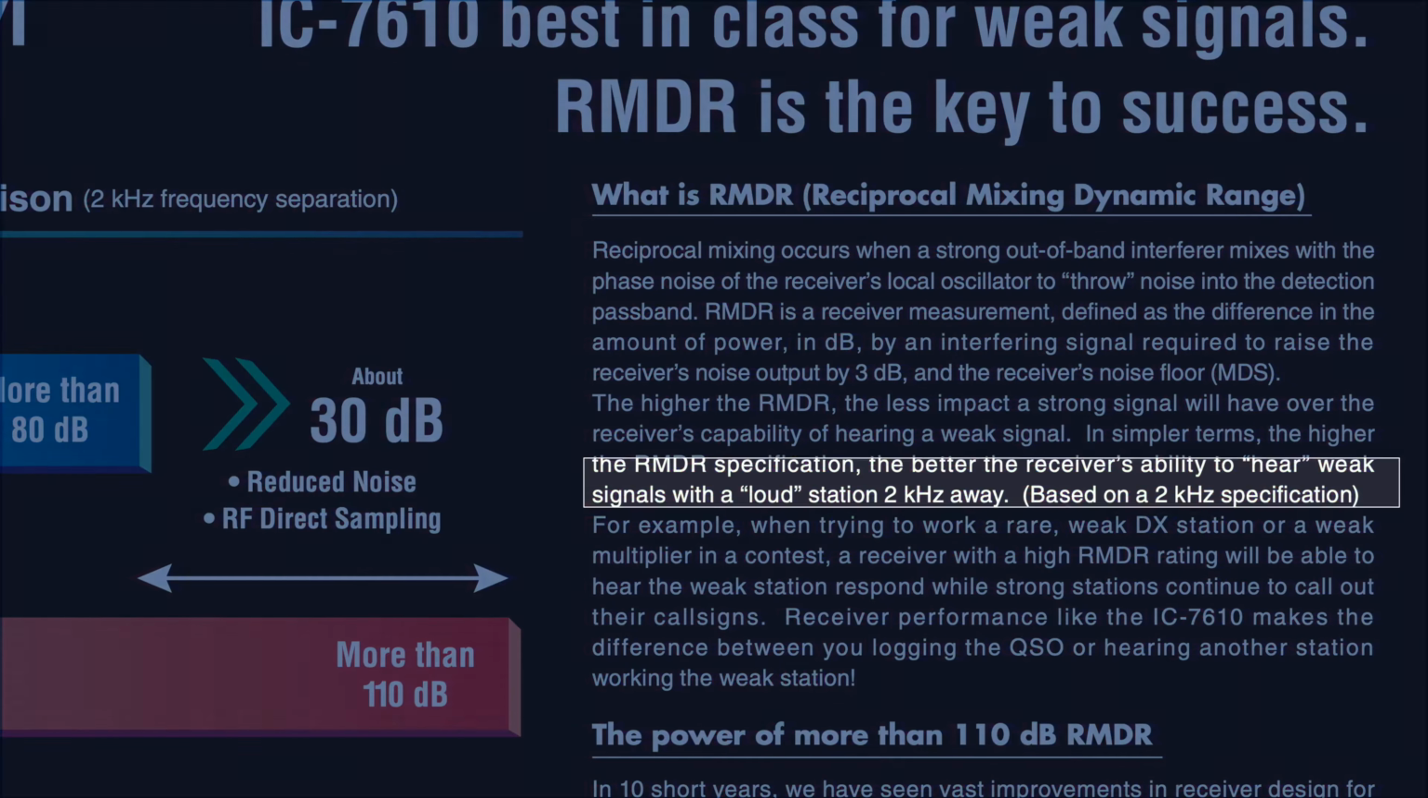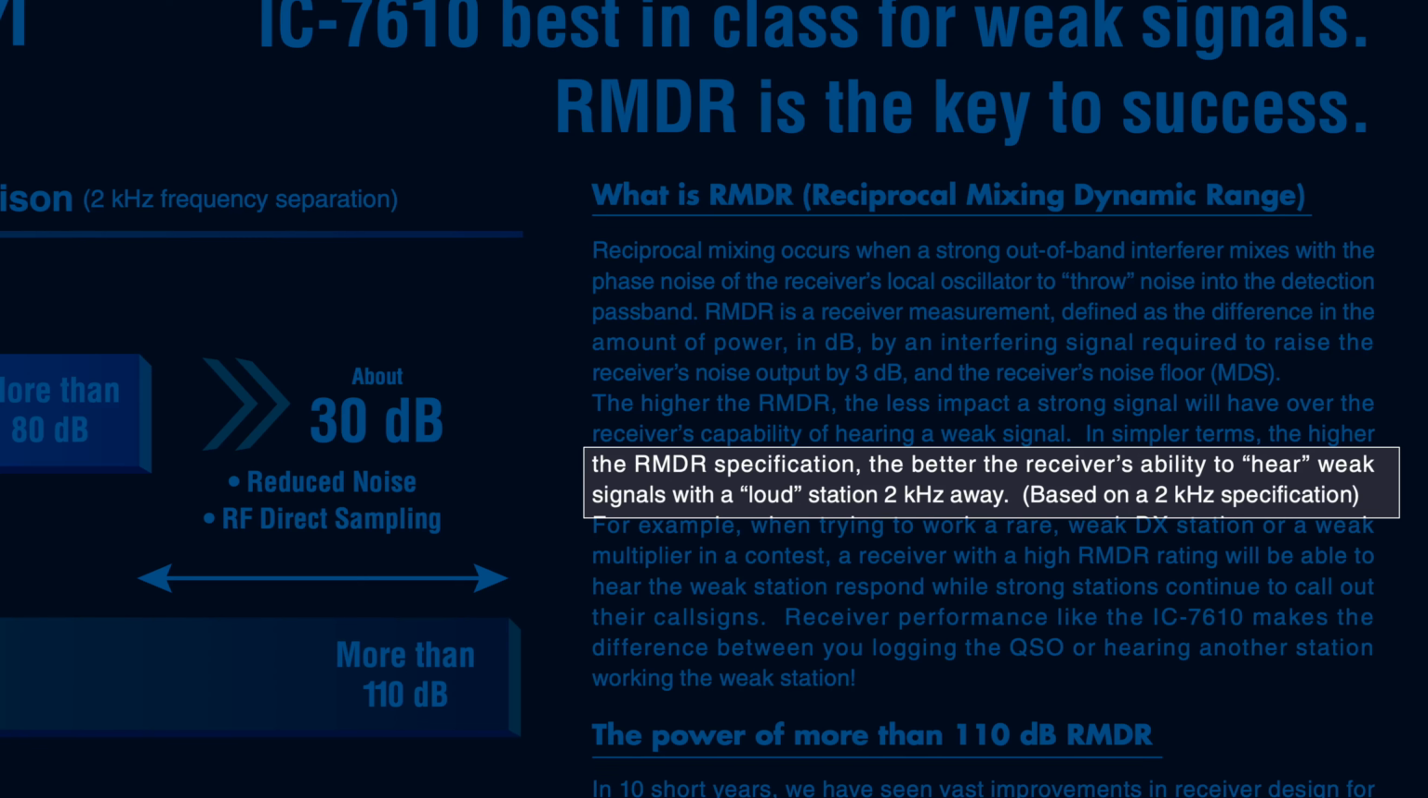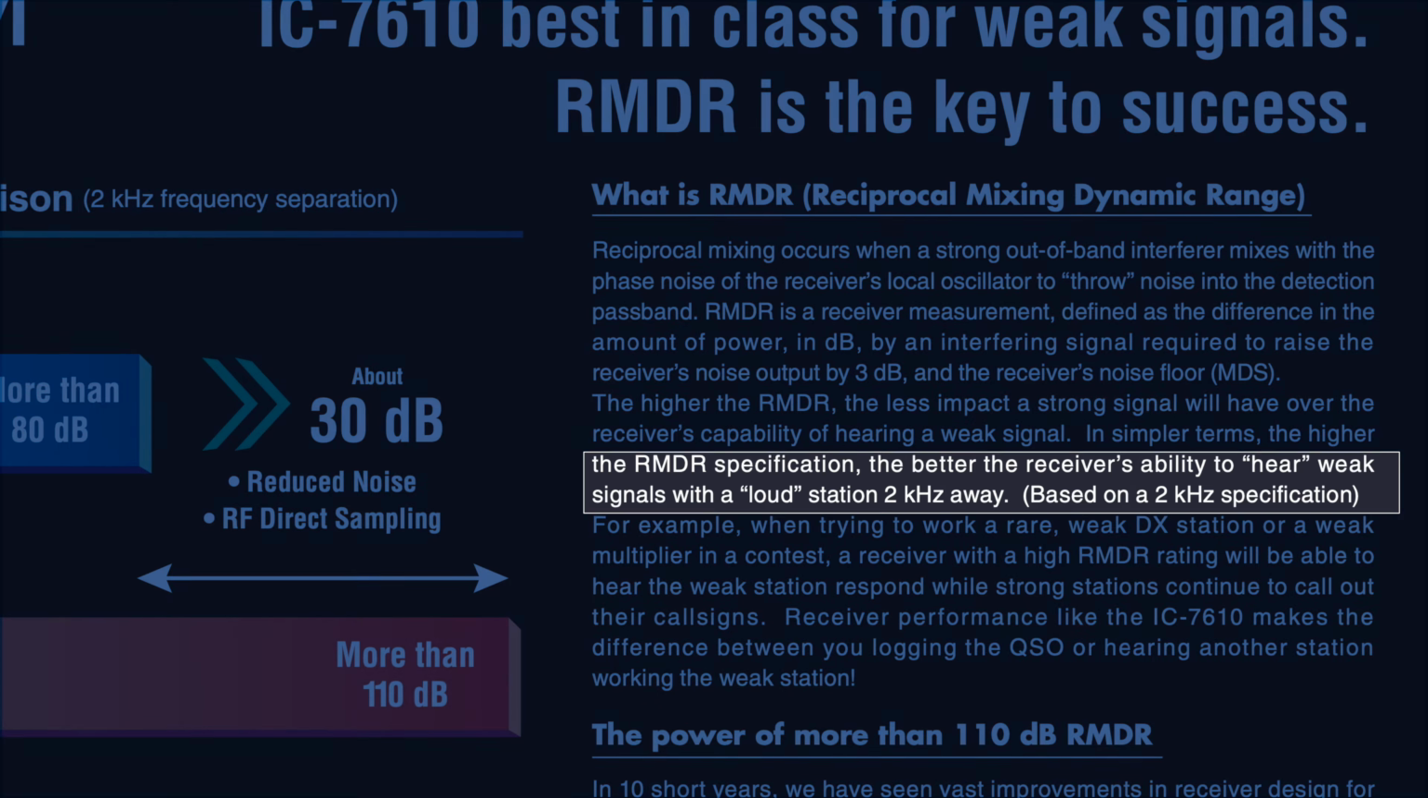RMDR is a receiver measurement defined as the difference in the amount of power in dB, decibels. The higher the RMDR, the less impact a strong signal will have over the receiver's capability of hearing a weak signal. And then in simpler terms, we like that sometimes to at least grasp the idea: the higher the RMDR specification, the better the receiver's ability to hear weak signals with a loud station 2 kilohertz away.